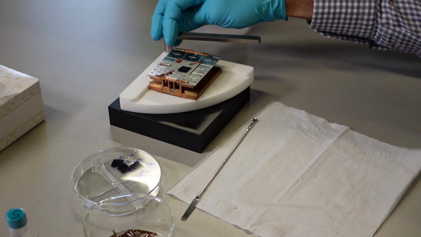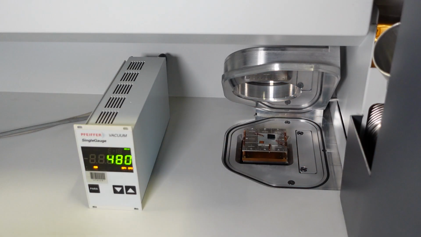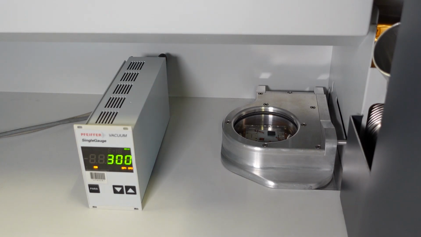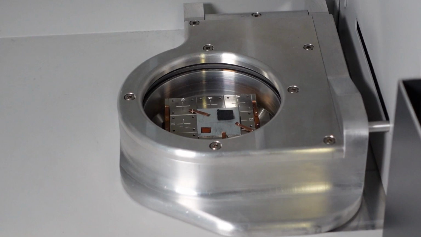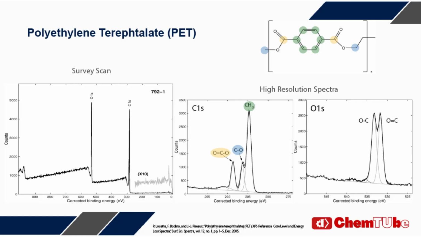Once the sample is properly mounted to the sample holder, it is placed inside the sample pre-chamber, where the machine slowly brings it to vacuum. The sample is typically loaded into the instrument under vacuum to prevent any exposure to air or moisture that could affect the results. XPS data is typically presented in two forms: survey scans and high-resolution spectra.